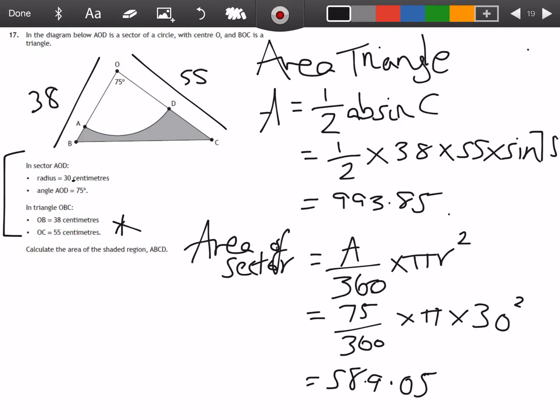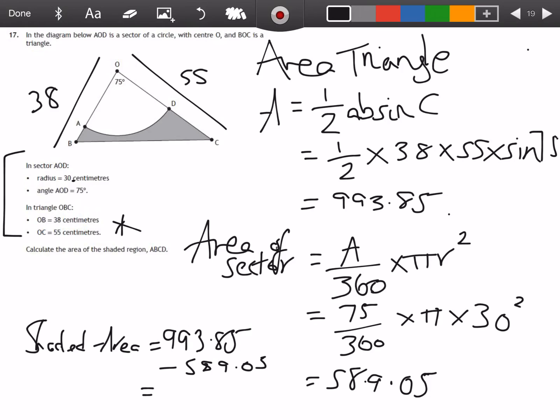Now what we've worked out is the area of the sector and the area of the triangle. So to get the shaded area, what do you do now? Shaded area is basically the triangle, take away the sector. 993.85, take away the 589.05. Do the subtraction.